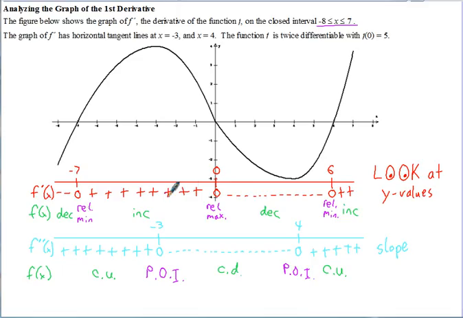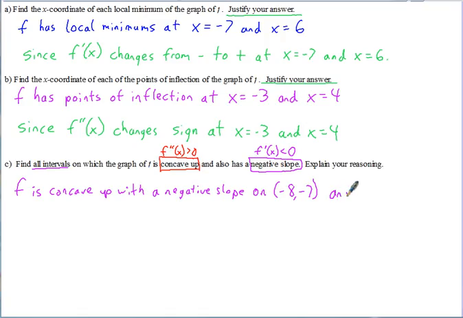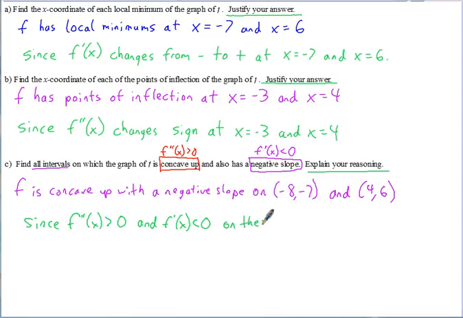Okay, the first derivative negative, not here. First derivative negative here. First derivative negative, second derivative positive, so also between 4 and 6. So on 4 to 6. And then you explain your reasoning. Another way of saying "justify your answer" is, again, since f double prime of x is greater than 0, that makes it concave up, and f prime of x is less than 0. And you could say these intervals again, or you could just say "on these intervals."